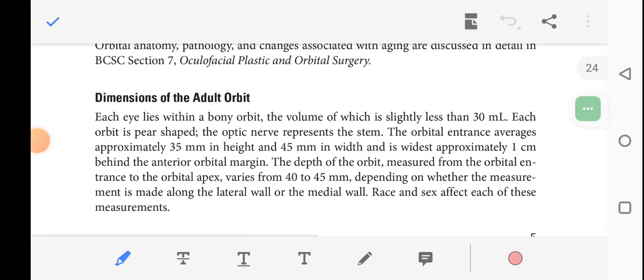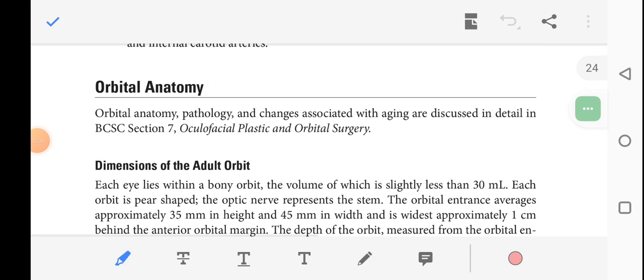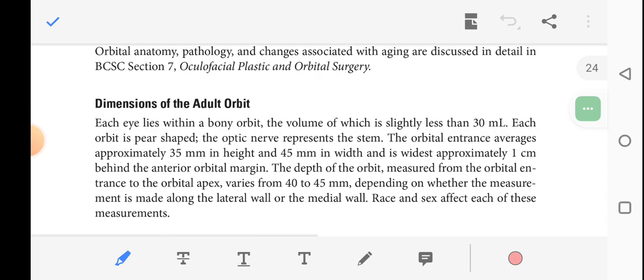Everyone, let's talk about the anatomy of the orbit. So, if we talk about the dimensions of the adult orbit, each eye lies within a bony orbit.